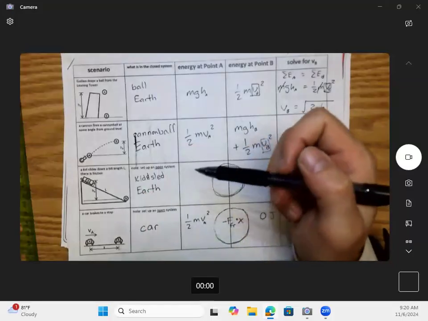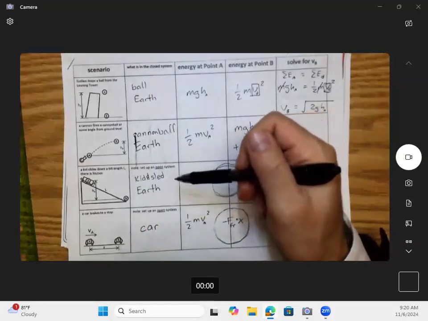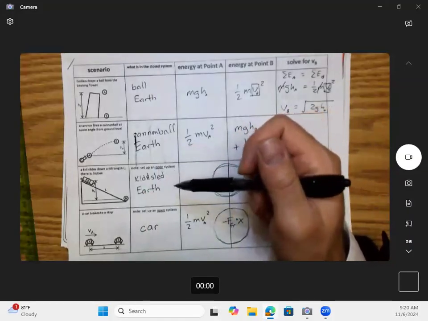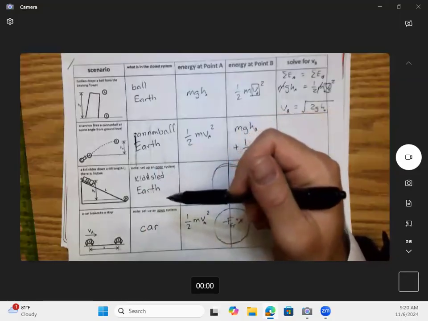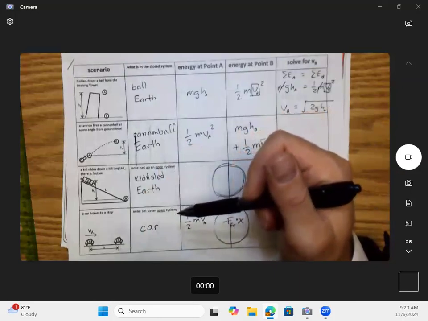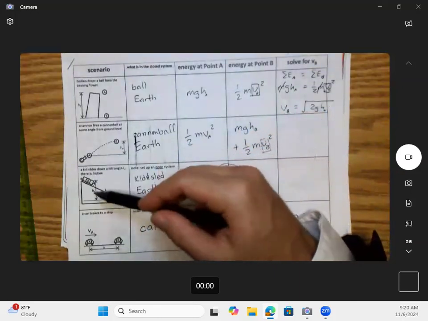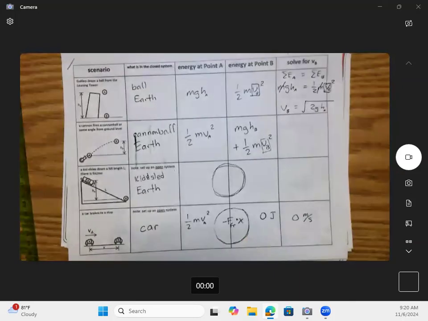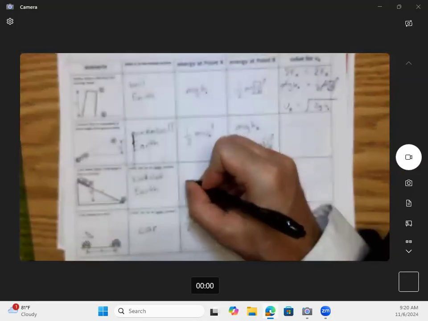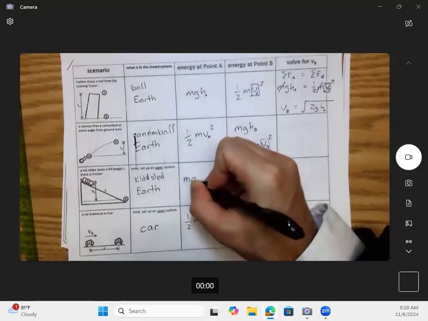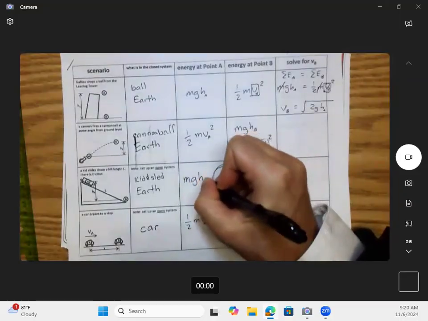Now, if I only include that in my system, it's still an open system because, guys, what net external force is acting on the kid in the sled? Friction. Yeah, friction force, from the surface. So that's why I'm considering it an open system. So at point A, what kind of energy at point A? Yeah, potential energy, MGH.